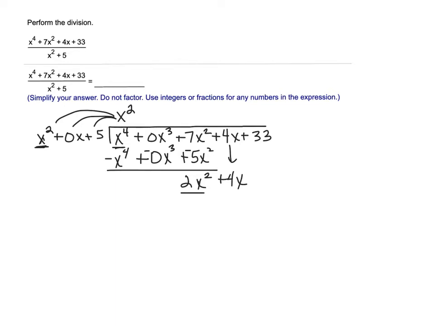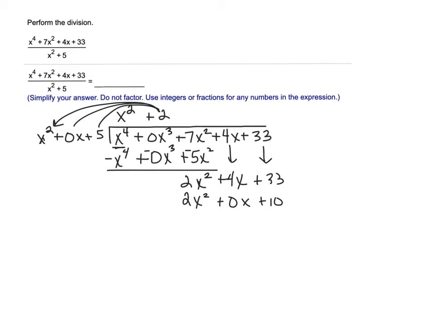We're going to see, what do I need to multiply x squared by to get 2x squared? If you notice, we have the x squared. We just need a 2. That's plus 2. And let's multiply it out. We have 2 times x squared is 2x squared, which is what we want. 2 times 0 is 0x. And we have 2 times 5 is plus 10. So notice that we have this plus 10, which means in this case, we could have brought the 33 down as well.